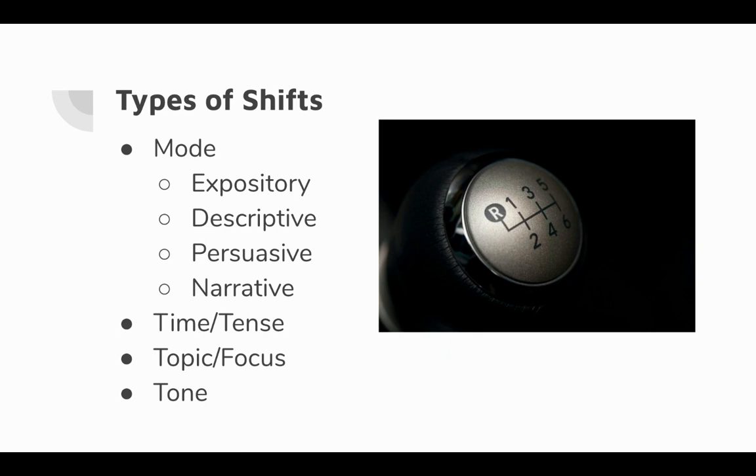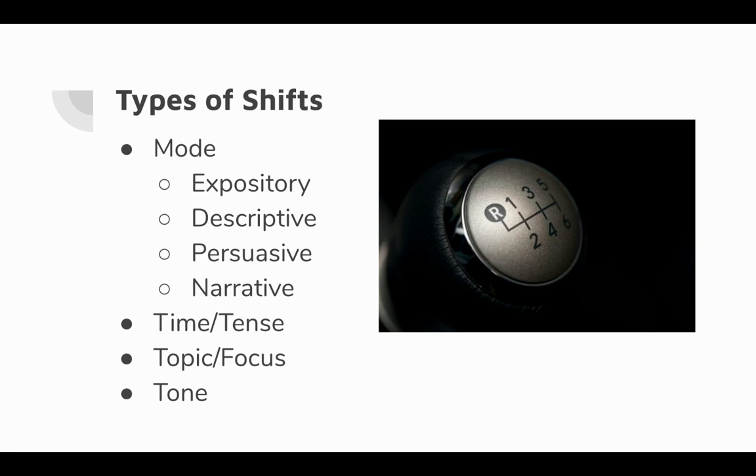Tense can also be a shift from writing about something in the past tense and then writing about it in the present tense. All right, this is frequently used in fiction, and we can think of that too as like flashbacks and foreshadowing and things like that. It's when our verbs change.